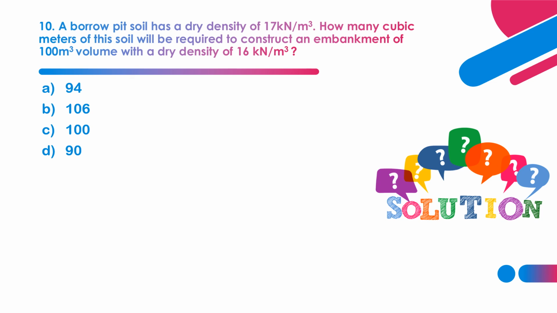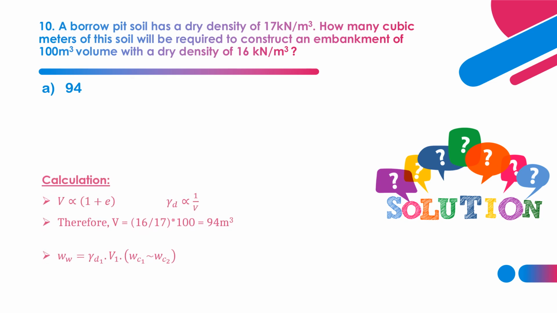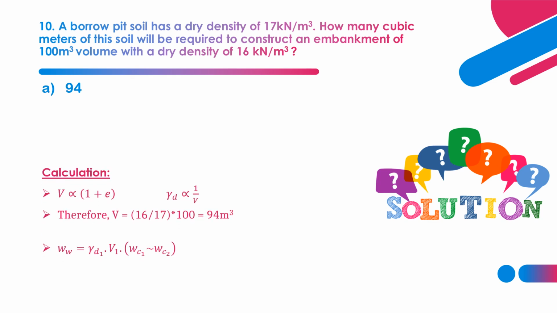So the correct option is option A 94. 94 meter cube of borrow pit soil will be required to construct embankment of dry density 16 kilonewton per meter cube with 100 meter cube volume. Now let's see the calculation, how it is calculated.